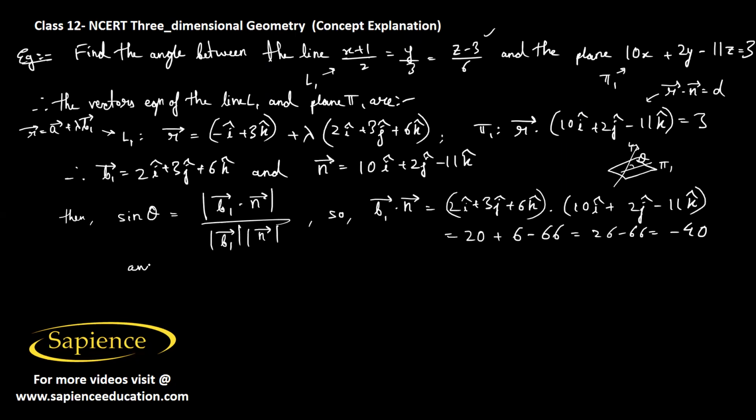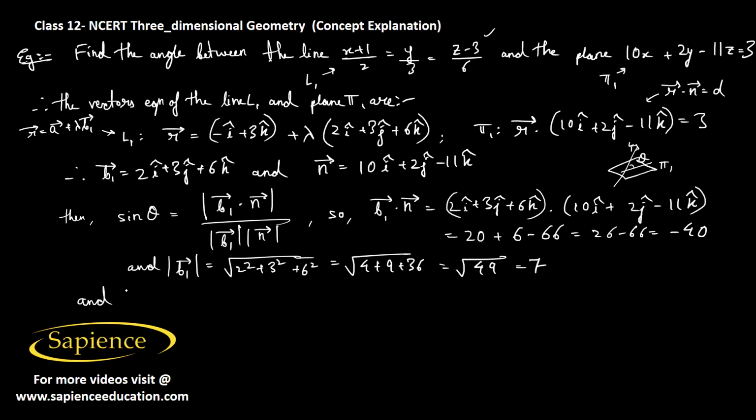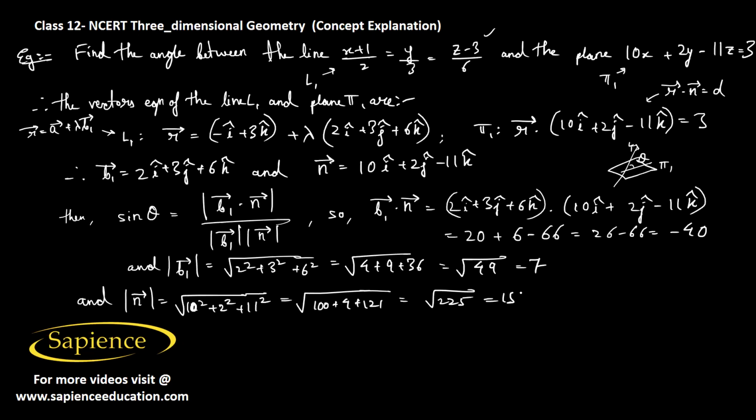And the magnitude of b1 vector would be the square root of 2 square plus 3 square plus 6 square, which is the square root of 4 plus 9 plus 36, so the square root of 49, which equals 7. Similarly, we need to find the magnitude of n vector. That would be the square root of 10 square plus 2 square plus 11 square, which is the square root of 100 plus 4 plus 121, so this is 225. The square root of 225 is 15.